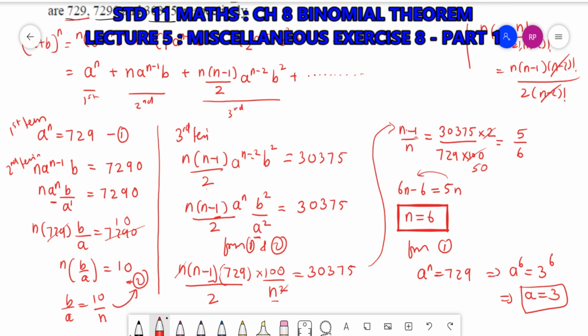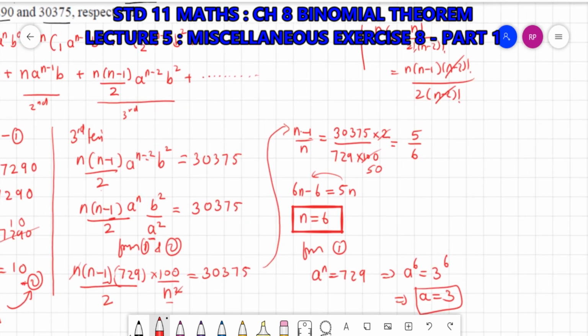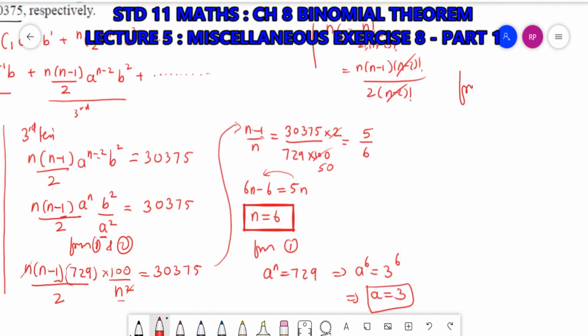Clear? Now we will use this equation to find b by a equal to 10 by n. Okay? From equation 2, b by a equal to 10 by n. That means b equal to 10 by n.